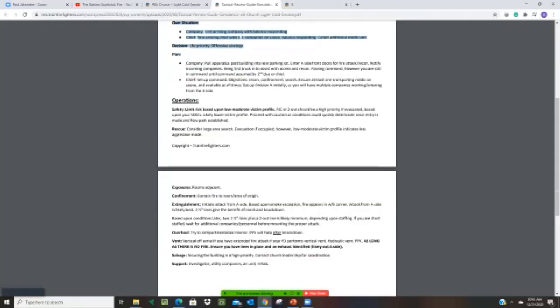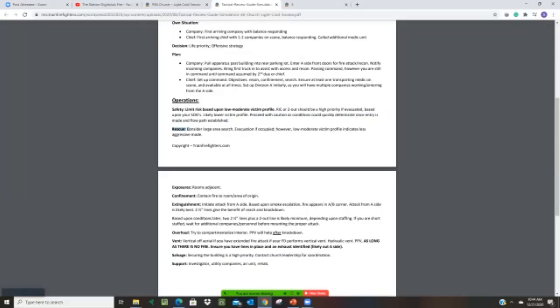So then we get into operations down here, which is kind of the meat and potatoes of this. So what are our safety concerns? Well, for this, because it's probably a low to moderate victim profile, RIC or two out should be a high priority. Would you agree with that? Yes. Okay. If it's evacuated, but if it's potentially occupied, you might proceed with caution and be ready for a condition to deteriorate. Because once you open a flow path, that could make conditions worse a little bit. So that's your safety. Rescue, consider large area search, evacuate if occupied.